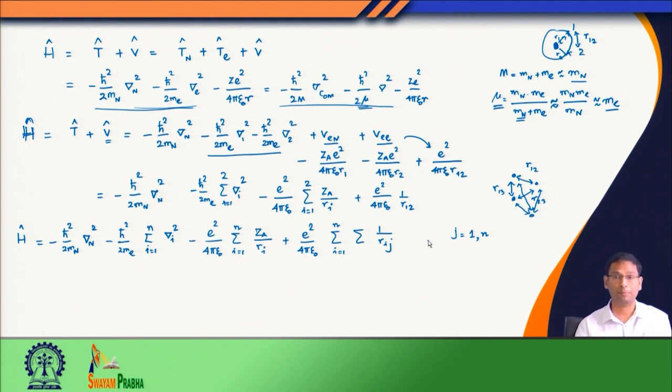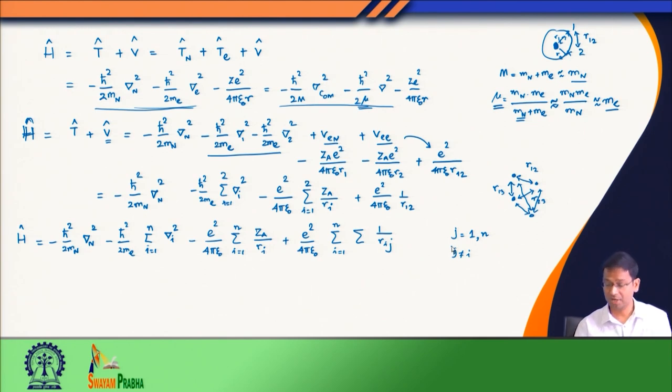The problem number one is that there will be a situation where j will become equal to i. When i is equal to j, that means I am talking about the electron's repulsion with itself. So we do not want to have such a term there, because in that case the r becomes 0 and the term explodes. So, I have to forbid that j should become i. That is one problem that I must take care of.